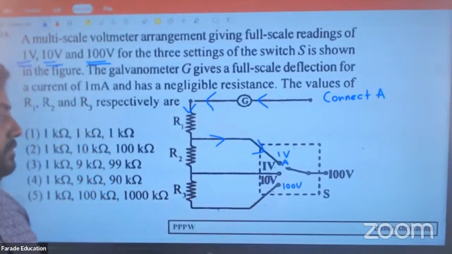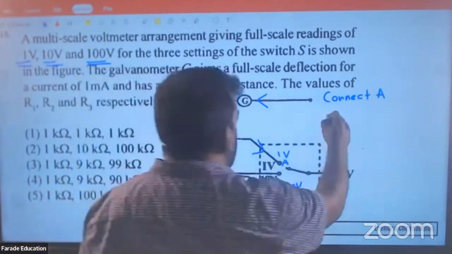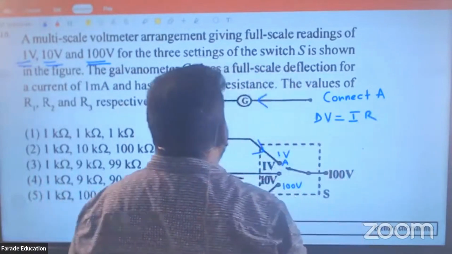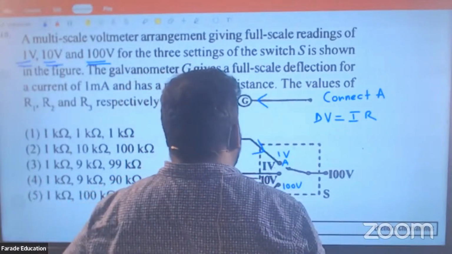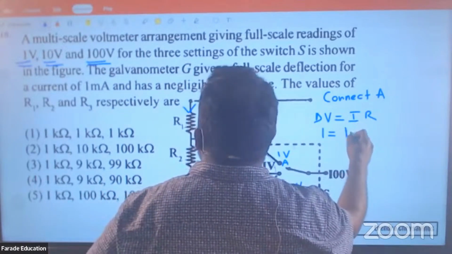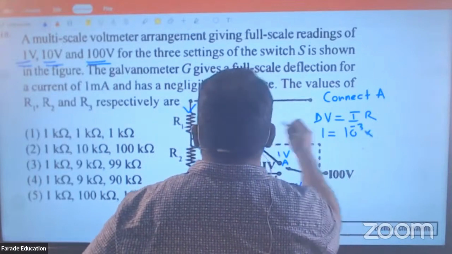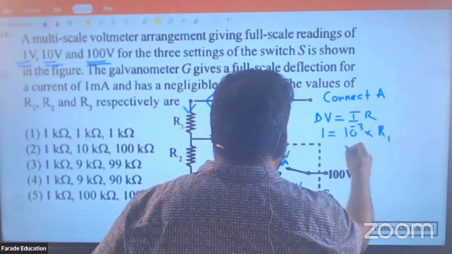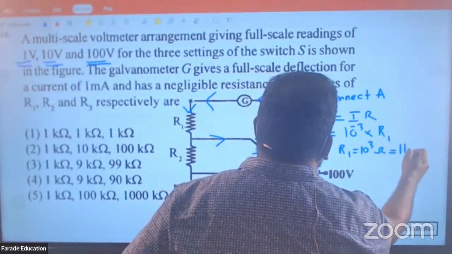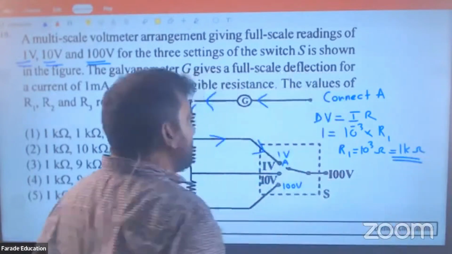If I apply delta V is equal to I times R, potential difference there is 1 volt. Current is 1 milliampere, 10 to the power minus 3. Resistance is R1. From that we can say 10 to the power 3 ohm, in other words, 1 kilo ohm. R1 is 1 kilo ohm.